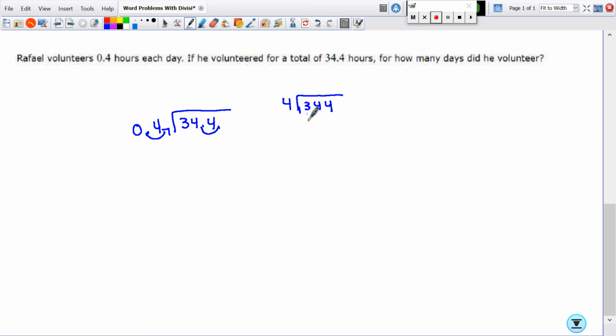Okay, 4 doesn't go into 3, but it goes into 34. 4 goes into 34 8 times. 8 times 4 is 32, so subtract. 34 take away 32 is 2. Bring down the 4. 4 goes into 24 6 times. 6 times 4 is 24. Subtract. So he volunteered for 86 days. We didn't have a decimal answer on this one.